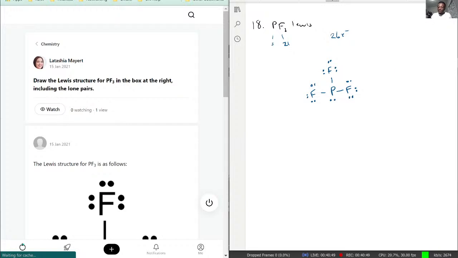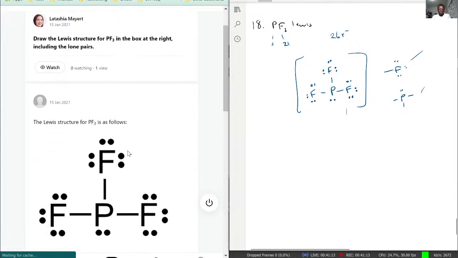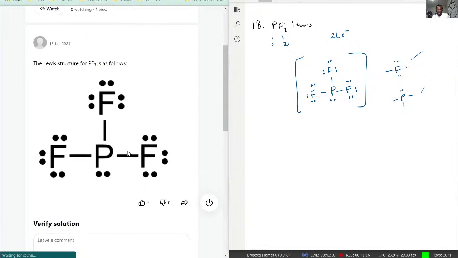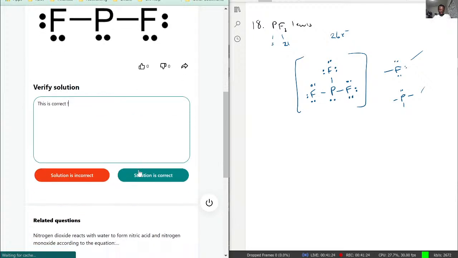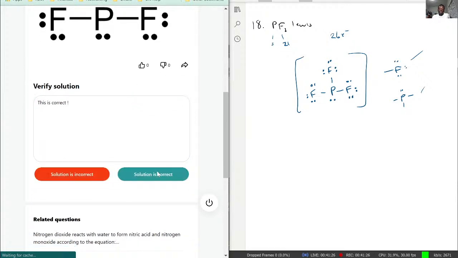And now, are these all with a formal charge of 0? Fluorine's formal charge is typically 3 lone pairs and 1 bond. So let's check. Phosphorus is 1 lone pair and 3 bonds. Also checked. That's a formal charge of 0, which they all do. So this would indeed be the Lewis structure for phosphorus trifluoride. Let's see what they got. And that would be correct. Exactly, actually. So that's convenient. So this is correct. And we are now good to move on to the next question in this set.